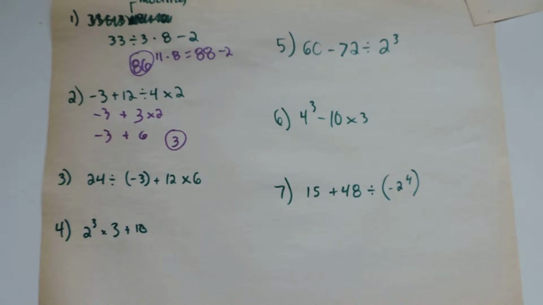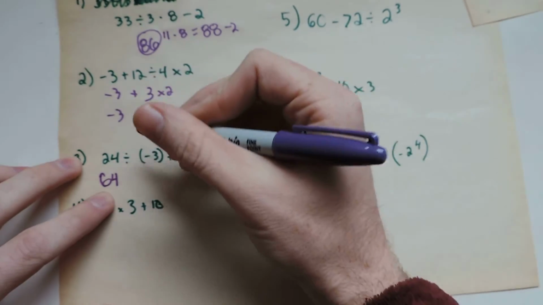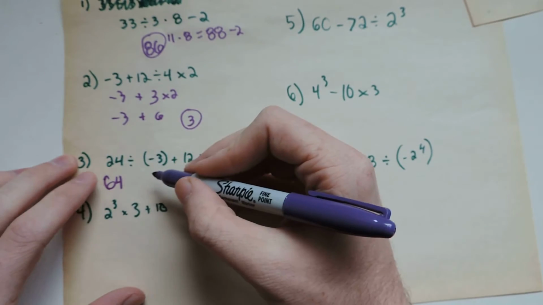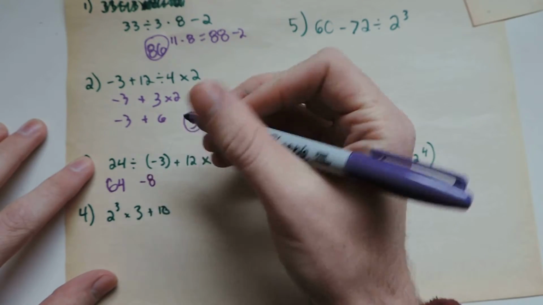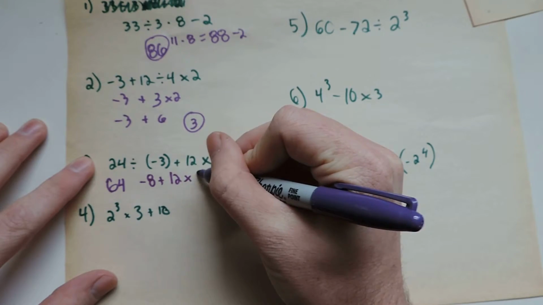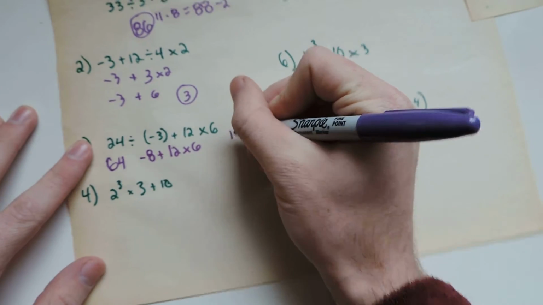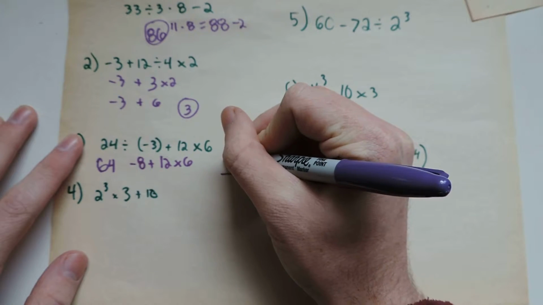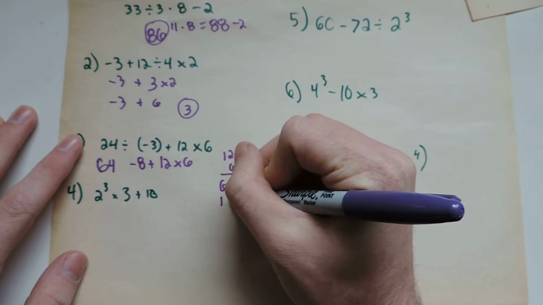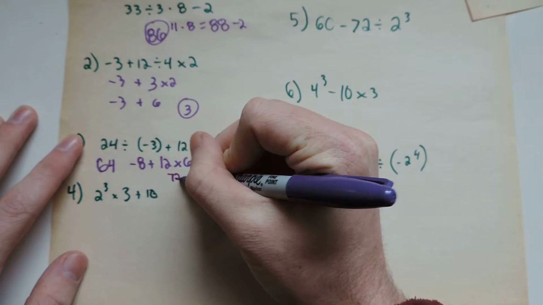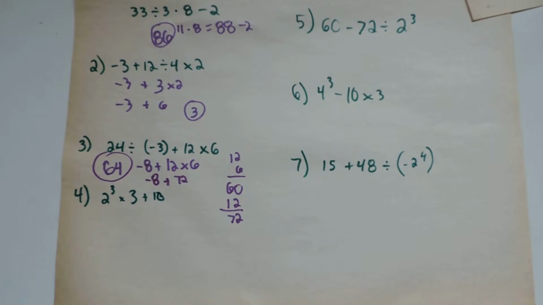I kind of like writing the answer first and then showing you, just in case. 64 is for number 3. And how do we do that? What comes up first? Division. So we get negative 8 plus 12 times 6. The next thing we do is 6 times 12. Here's a good way to do 6 times 12, by the way. This is how I do it in my head: 6 times 1 is 6, but it's really 10, so it's 60. And then 6 times 2 is 12. You get 72. So 72 plus negative 8, and that gets you 64.